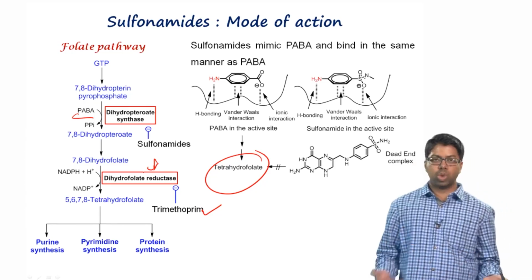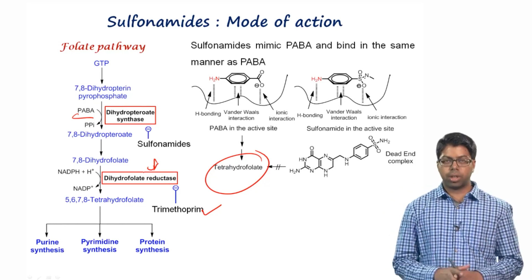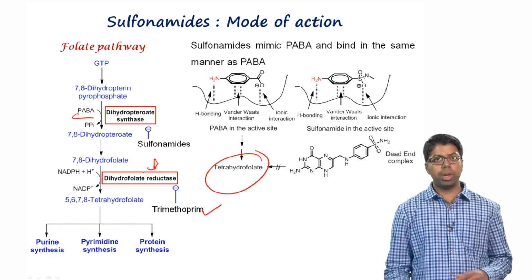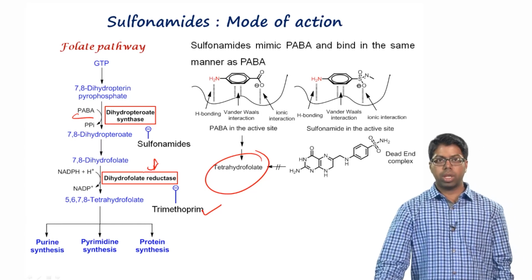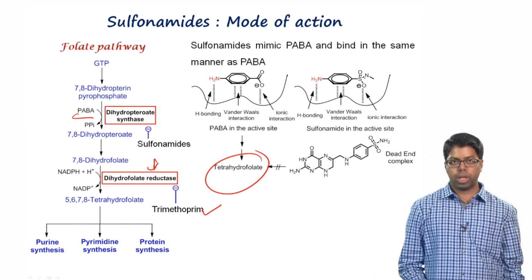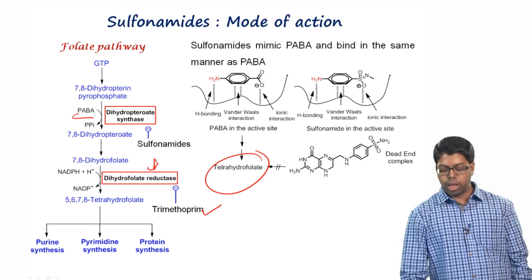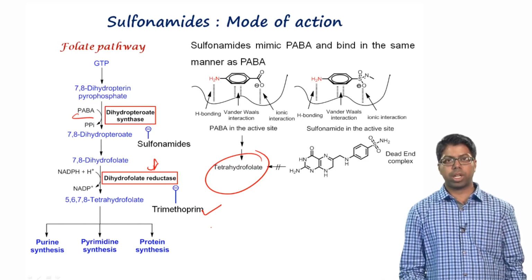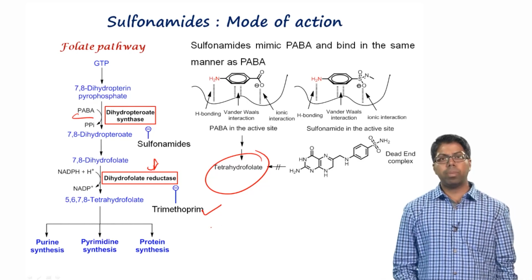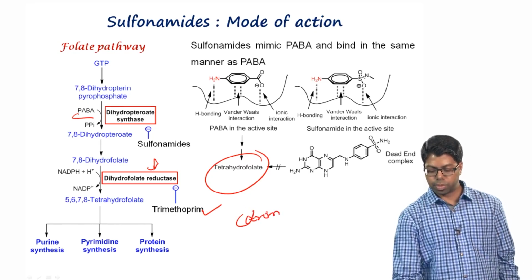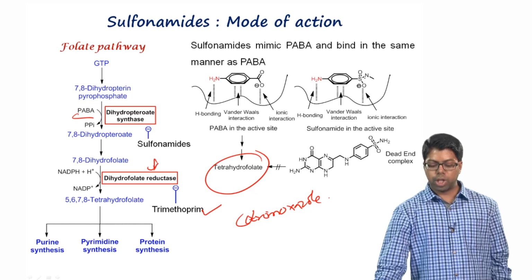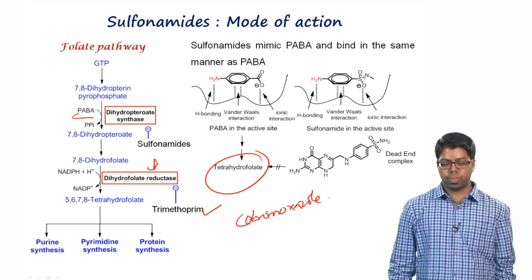In short, these two drugs have a synergistic effect when they are given in combination. So, the combination of sulfonamide and trimethoprim introduces sequential blocks in the biosynthetic pathway of folate metabolism, and thereby the combination is much more effective than either agent alone. So, the combination of sulfonamide and trimethoprim is called cotrimoxazole. The sulfonamide which is given in this combination is sulfamethoxazole.